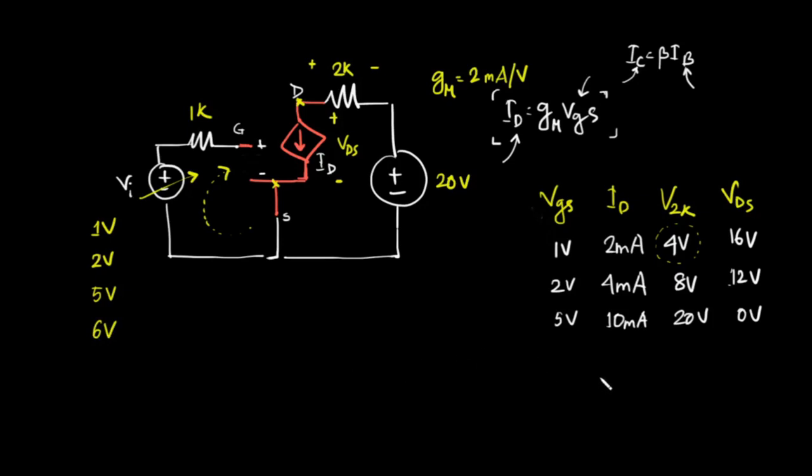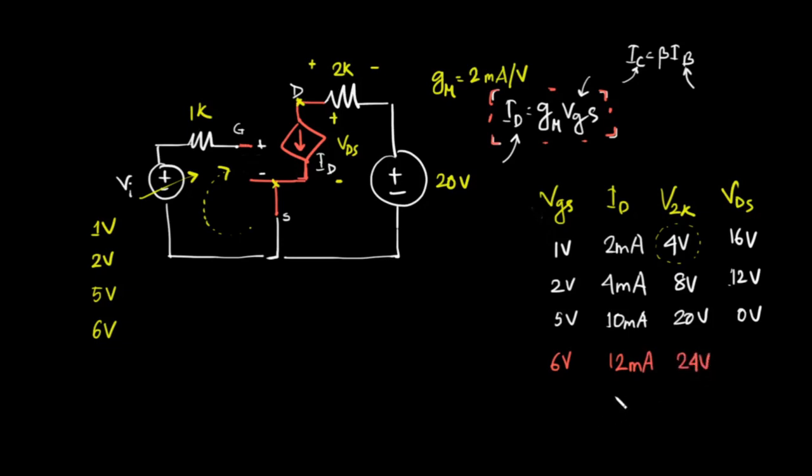Now if I increase the input voltage even further, to 6 volt, then what will happen? Well, VGS will be 6 volt. Now, if the current ID still follows this relation, then Gm equals 2, right? If VGS is multiplied by 2, then the current will become 12 milliampere. But for that, V2K will become 24 volt.